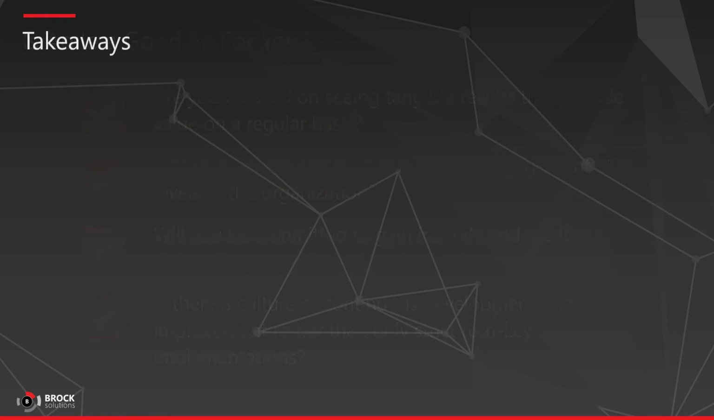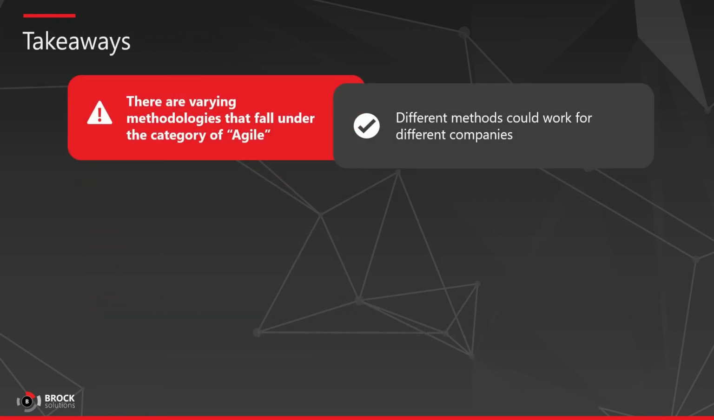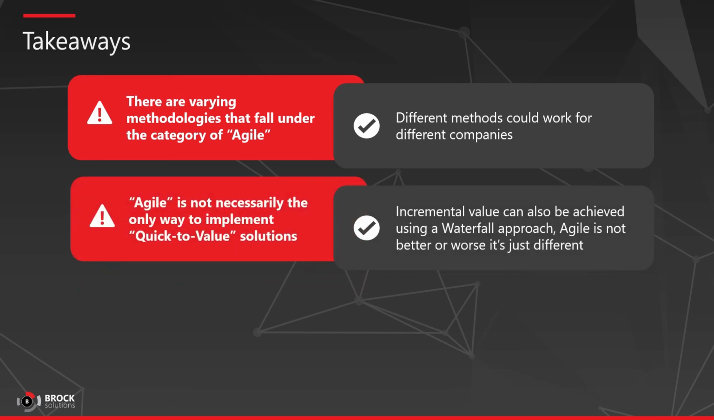It's important to remember that there are varying methodologies that fall under the category of Agile. Different methods are bound to work differently for different companies. In addition, Agile is not necessarily the only way to implement quick-to-value solutions. Incremental value can also be achieved using a waterfall approach, depending on the nature of the project, so it's worth remembering that the two terms are not synonymous. The approaches are simply different in their structure and implementation. One is not better or worse than the other.